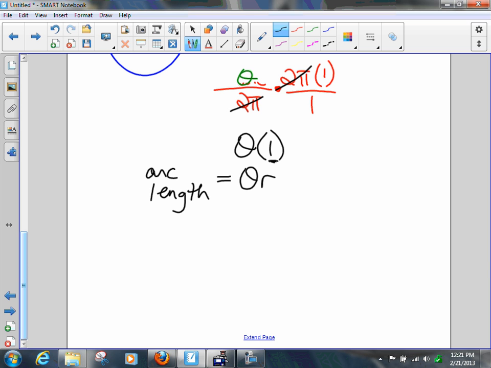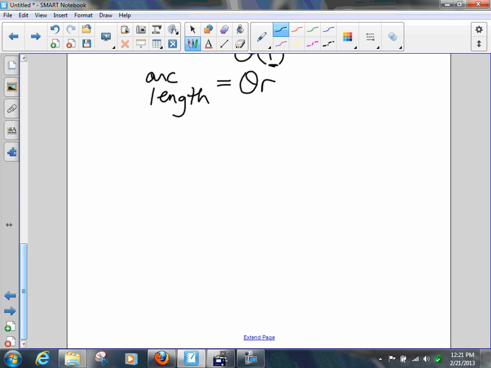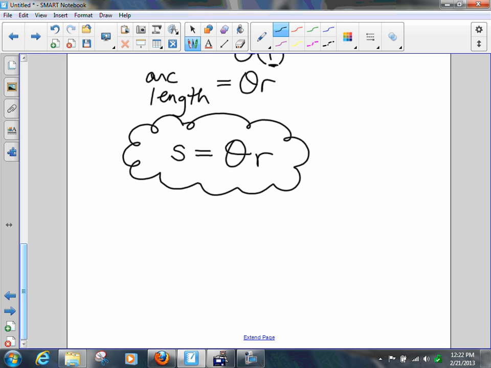The arc length is going to be equal to theta times the radius. And for whatever reason, in our textbook, arc length is represented by the letter S. I really don't know why. But this is what you're going to put on your card right here. You don't have to put a cloud around it. The cloud represents, this goes on your card. S represents arc length.